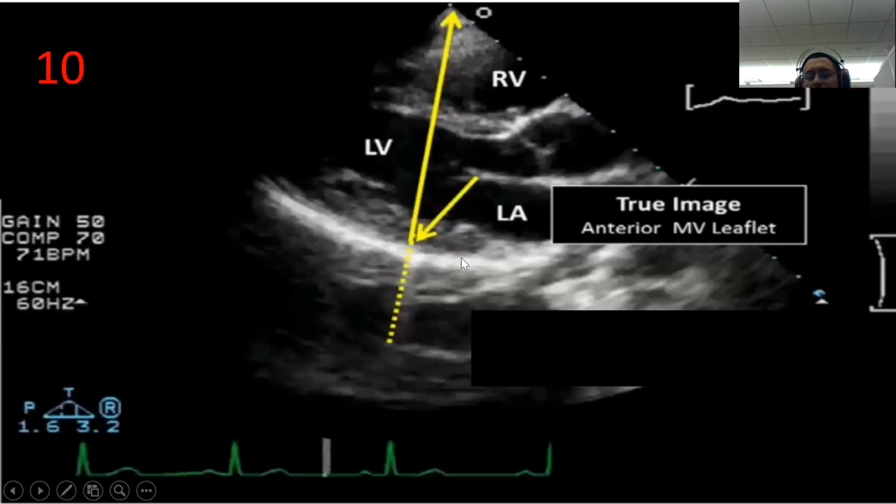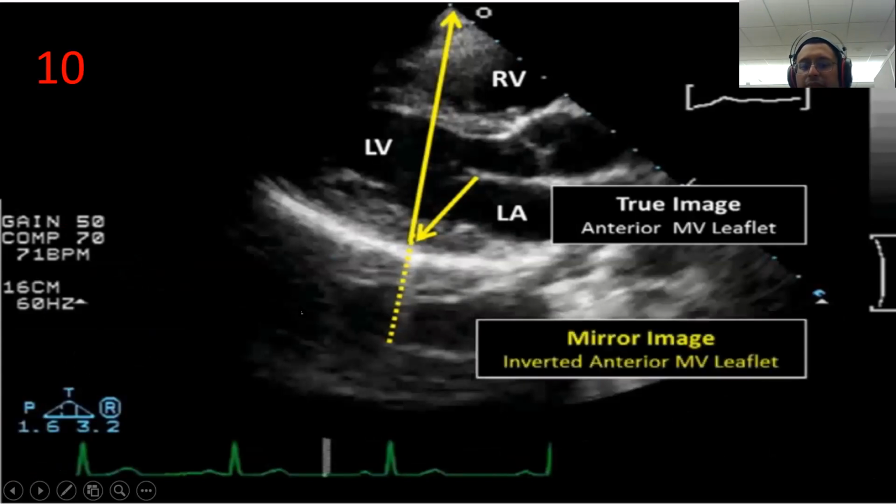This is another one. In this situation, you see that the pericardium itself is the reflector. You see that is the anterior mitral valve leaflet. You see another anterior mitral valve leaflet down here. So this is the mirror image. You see one, and you see a reflector. So this is not reverberation. This and this will go opposite. When this goes here, this will go there. When this goes the other way, that will give you this. So this is another example of a mirror image artifact.